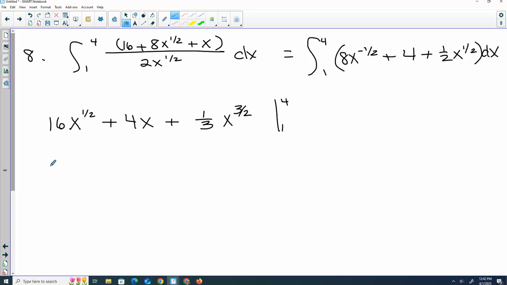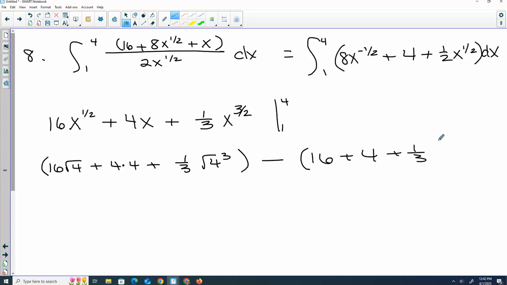So now if I plug in a 4, it's like 16 square root of 4 plus 4 times 4 is 1/3 times the square root of 4 cubed minus, if I put in a 1, square root of 4 is 2 times 16 is 32 plus 16. Square root of 4 is 2, cubed is 8, so 8/3. Minus 20 and minus 1/3. So we get minus 20 is 28.